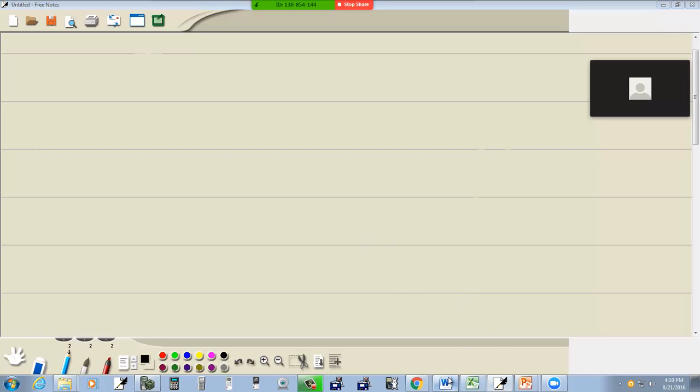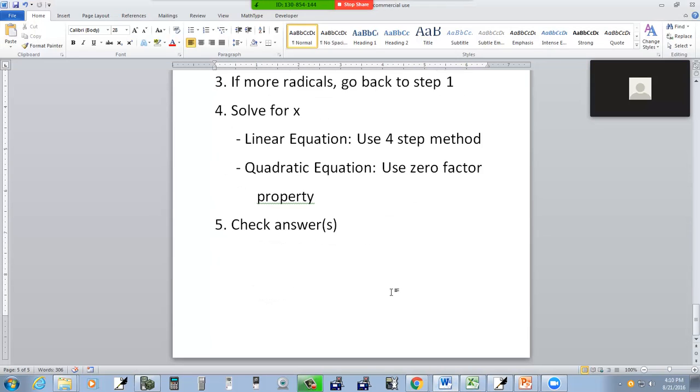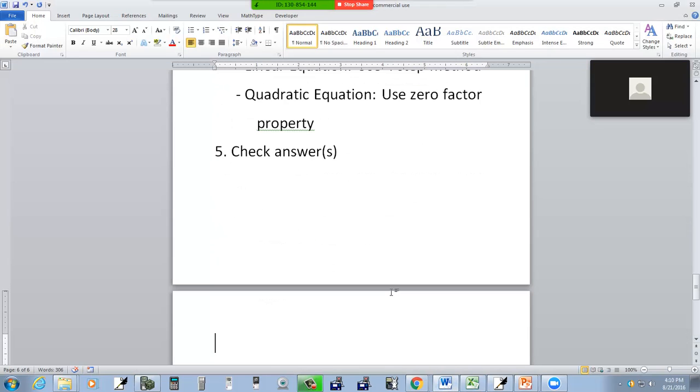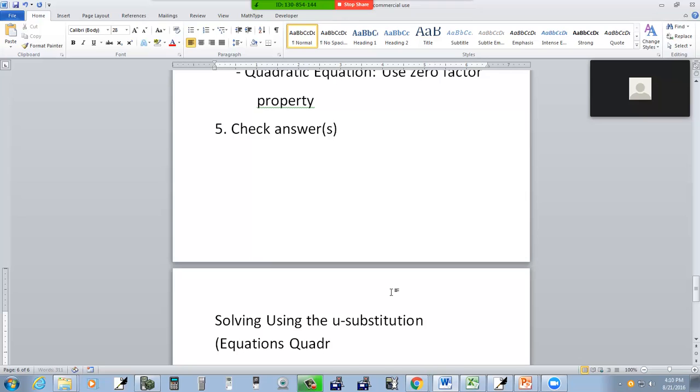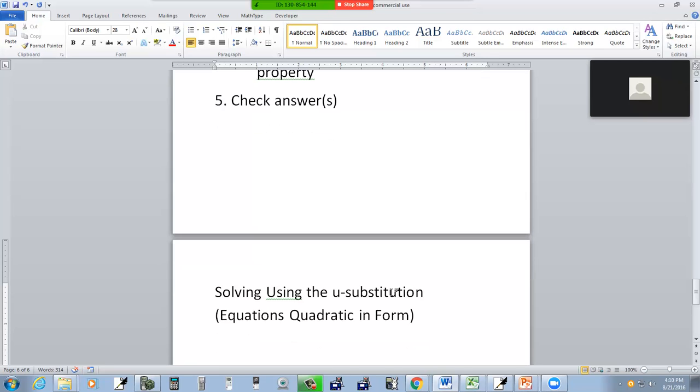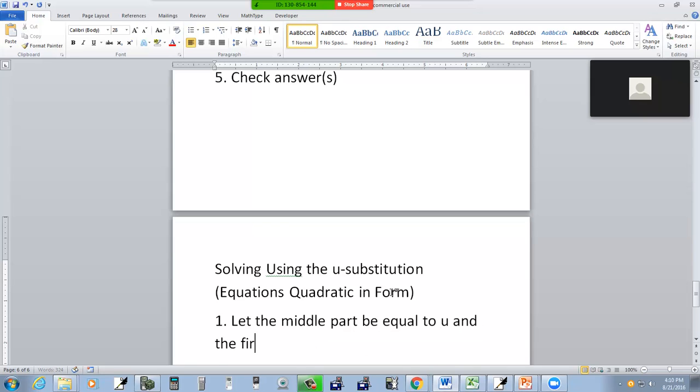Oh yeah, equations in quadratic form. This is solving using the u substitution. Equations in quadratic form, step 1: let the middle part be equal to u, and the first part be equal to u squared.